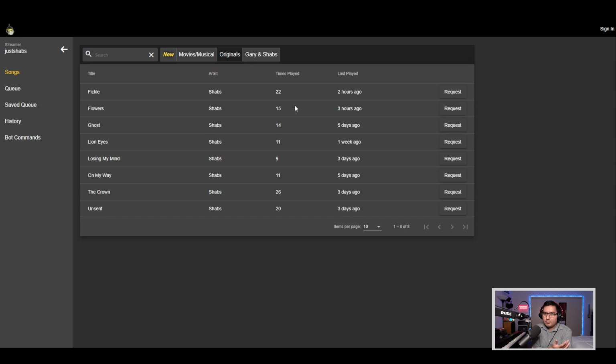And particularly if they are really good with original songs and if they have a number of them, it's a great choice. So you can see these are some of the songs that Just Shabs has on their song list, and what I do is I sort it by times played with the most frequently played songs at the top. So if I were at Just Shabs today or tomorrow or whenever it may be, I could probably select either The Crown or Fickle, depending on how long ago the song had been played.